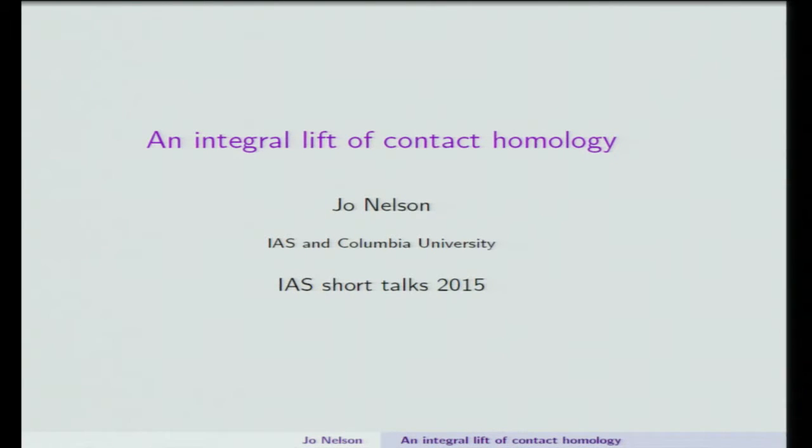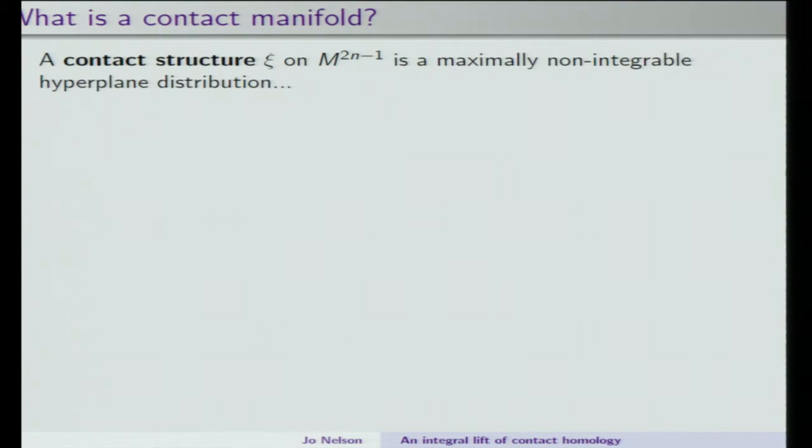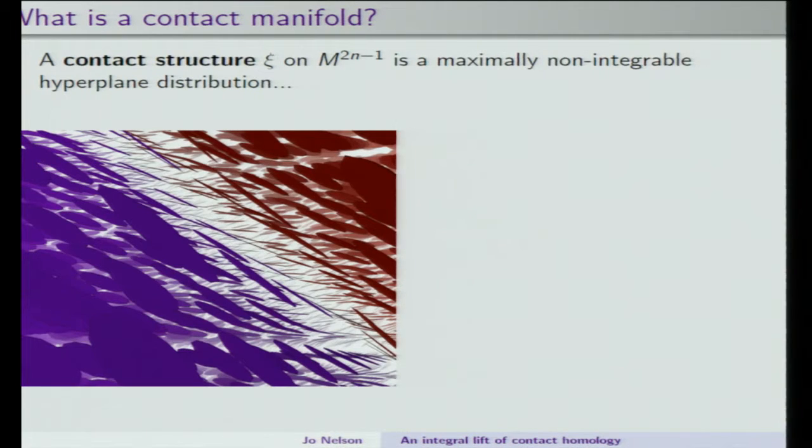Geometry, because we probably all know about integers and homology. So a contact structure is going to be a maximally non-integrable hyperplane distribution on an odd-dimensional manifold. And for those of you that maybe studied differential geometry a long time ago, what that means is that locally, we're never going to be able to find a point where the hyperplane distribution is given by the tangent planes of a 2n minus 2 dimensional submanifold. So it's going to look something kind of crazy like this.